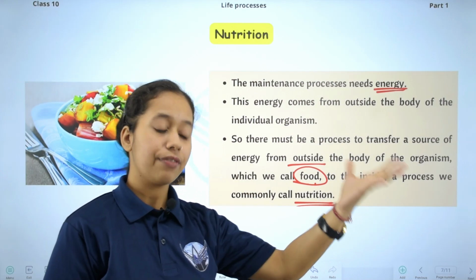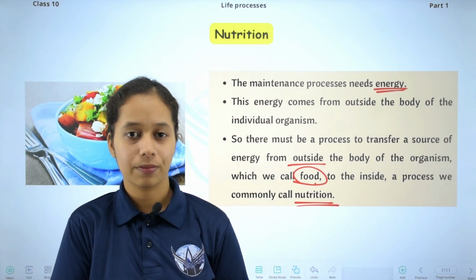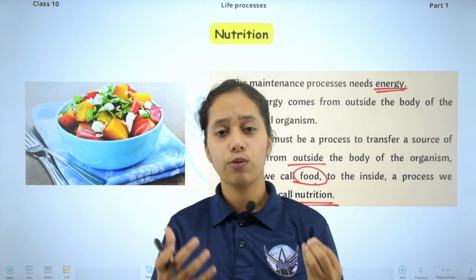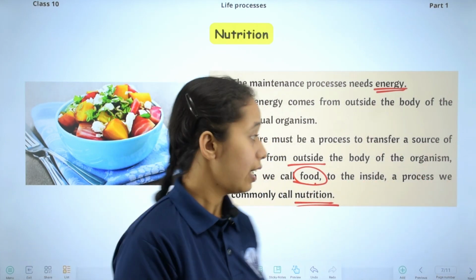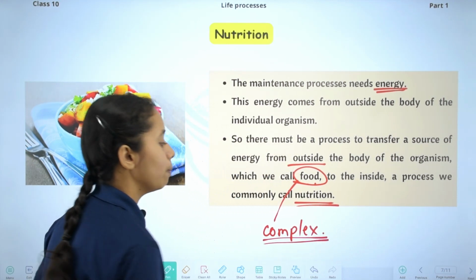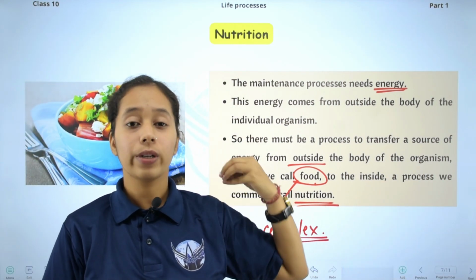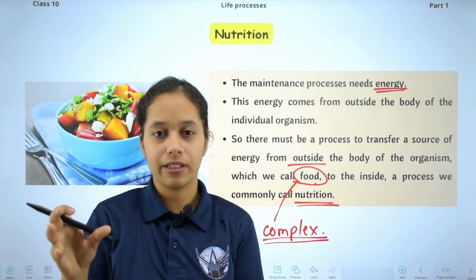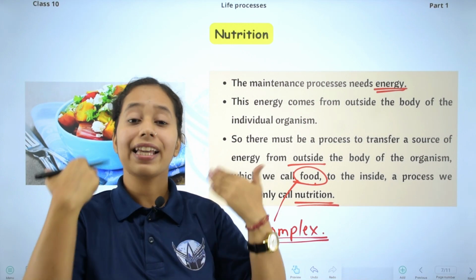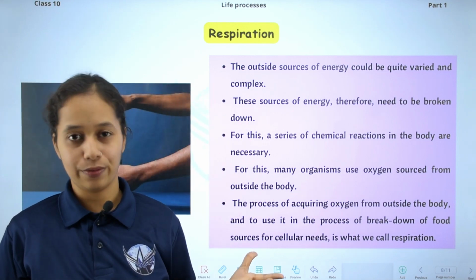Okay, so we have eaten the food. What then? What happens after we eat the food? Once we eat food, this food that we are gaining from outside our body is a very complex substance, and our body cannot directly get energy from this complex substance. We need to break this food down into simpler substances so that our body can easily get energy from it. So the next step after nutrition is breaking down of complex food.